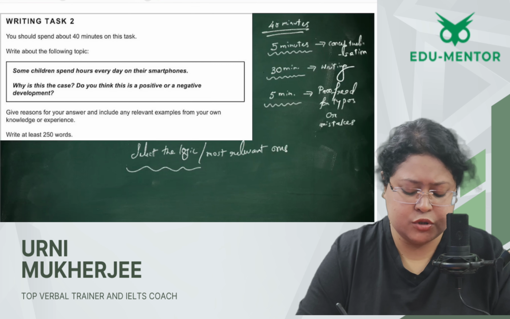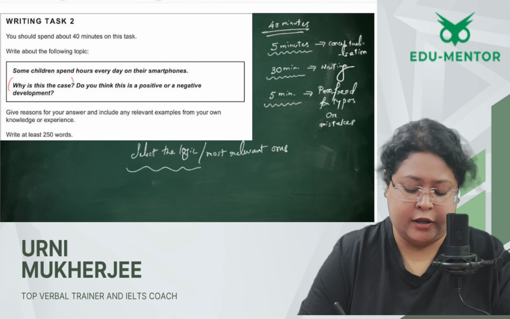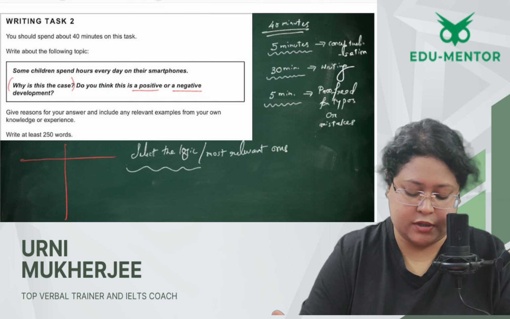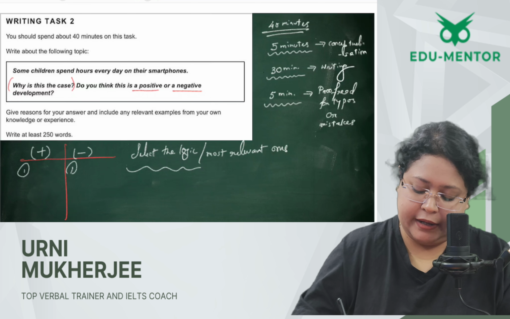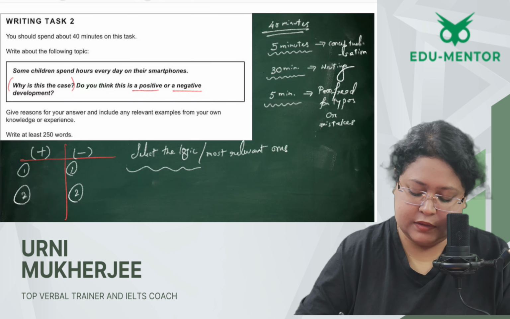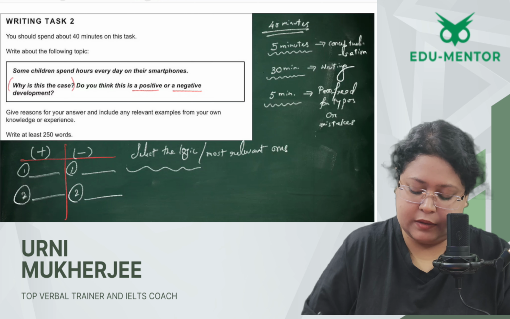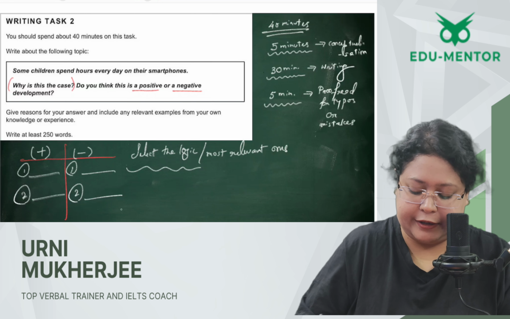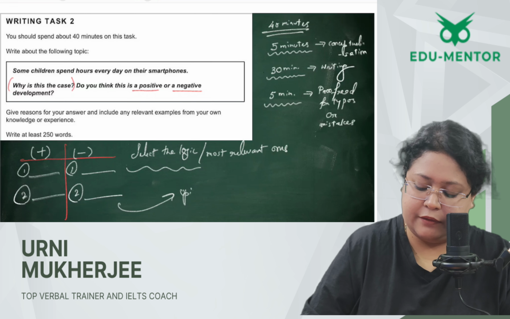Now look at the topic here. It says, some children spend hours every day on their smartphones. Now this is a question: why is this the case? They've asked you a direct question here. Do you think this is a positive or a negative development? Now again, there are two sides. There's a positive side, there's a negative side. Why it might be positive, why it might be negative, you can come up with at least 2 pointers on each side, along with relevant examples.